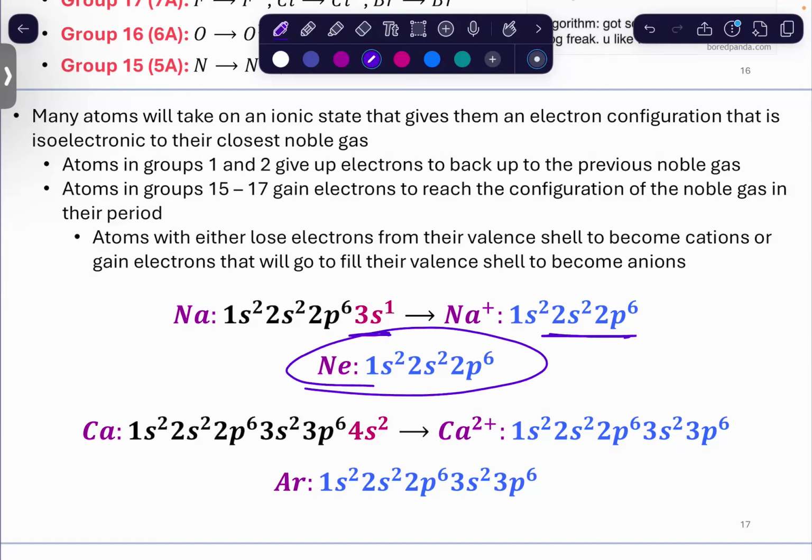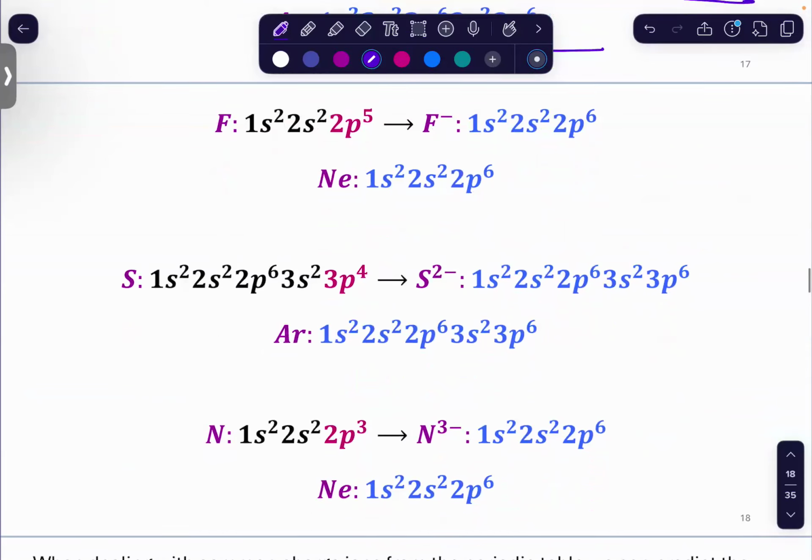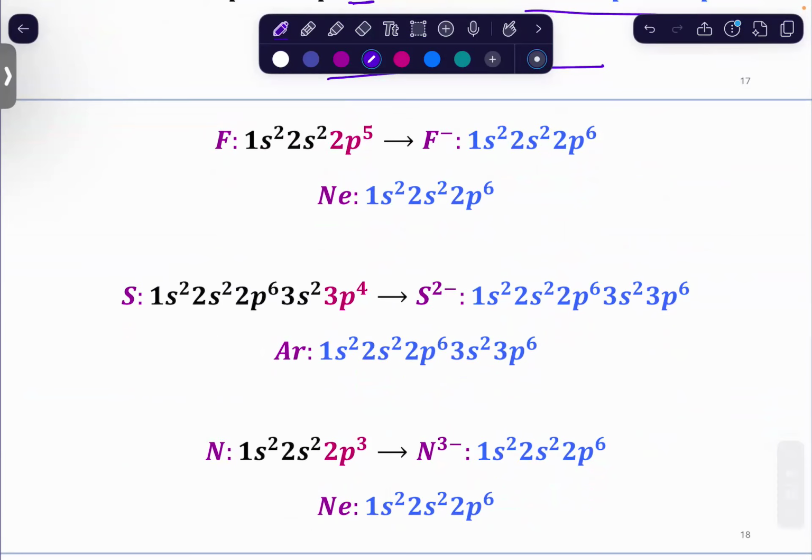Calcium, of course, ends in a valence of 4s2, but when it backs up to its closest noble gas, you get an electron configuration that's isoelectronic with argon by losing those two electrons in the 4s valence shell of calcium. But your negative ions are going to go forward to their nearest noble gas. So here you see the valence of fluorine is a 2s2, 2p5.